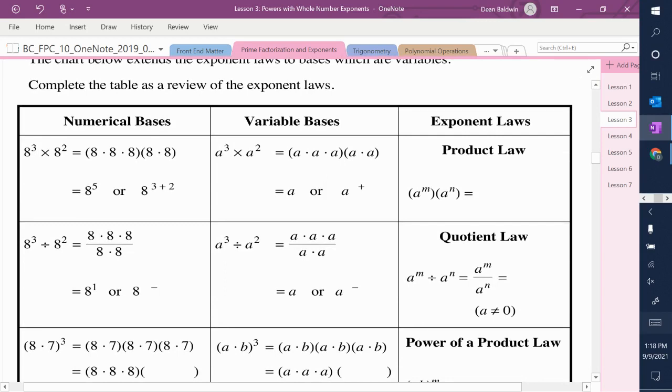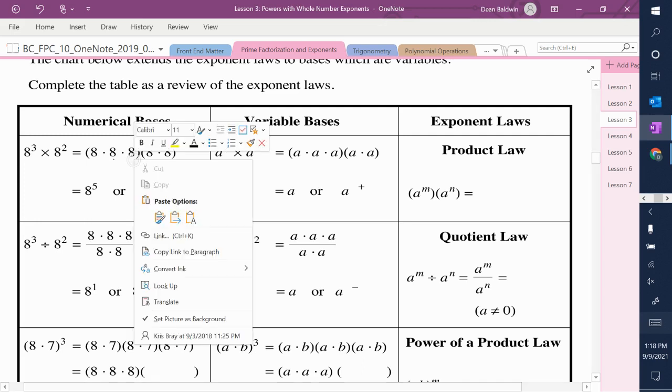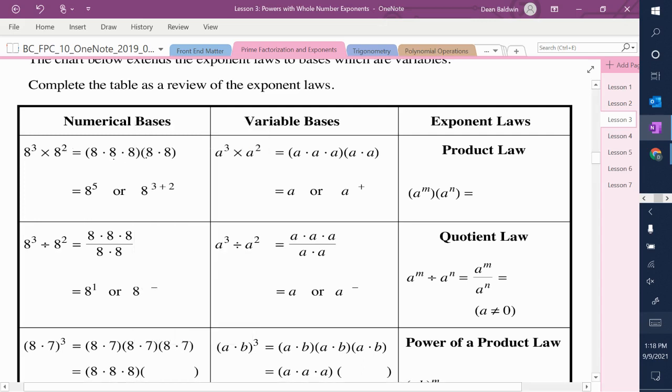If I have 8 cubed times 8 squared, that means 8 cubed is 8 times 8 times 8, right? And 8 squared means 8 times 8. How many 8s do I have here? 5, right? Does everybody agree with that? Which you can write as 8 to the power of 5. Correct? So the shortcut, without having to do all that, is to just add the exponents together.